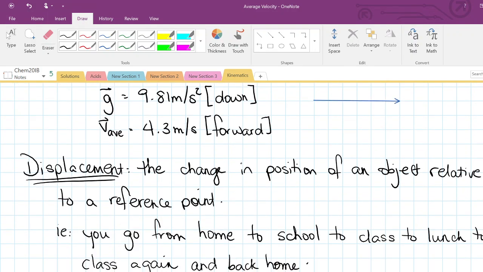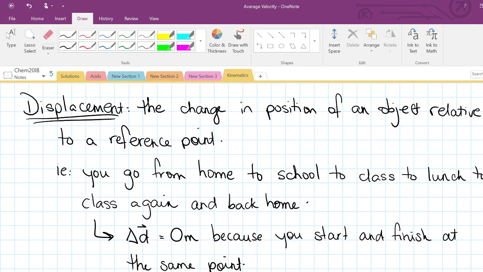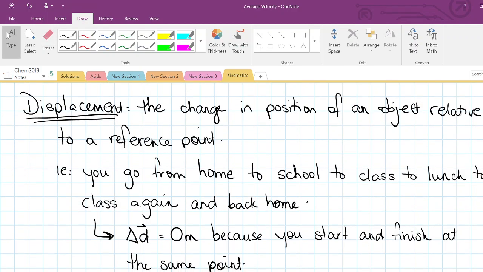Now, I want to talk about displacement because this is something we're going to work with today. Displacement is different than distance. Yes, they're both represented by a lowercase d. But when we talk about displacement, what we're talking about is the change in position of the object from a starting reference point.